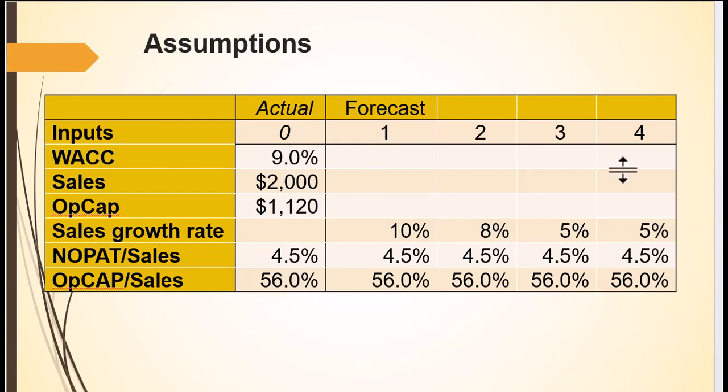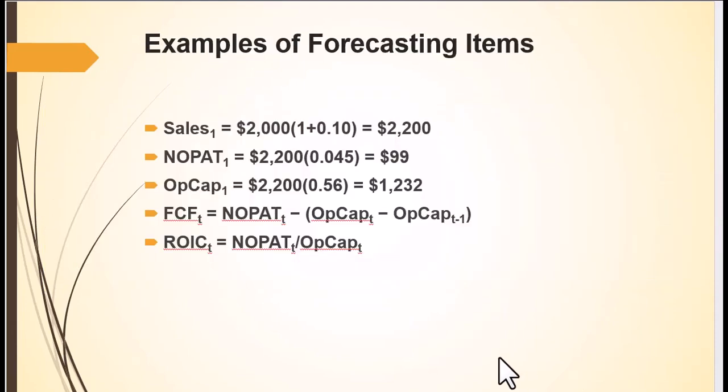What do we think is going to happen in the future? We had a change in sales. There's no changes in any other ratios, just a change in the sales growth rate. How does that impact our valuation? So what's sales going to be in year 1? Today's sales times 1 plus 10%, 2,200. What's NOPAT? Again, just plugging in our formulas, $99 for NOPAT, and operating capital 1,232.